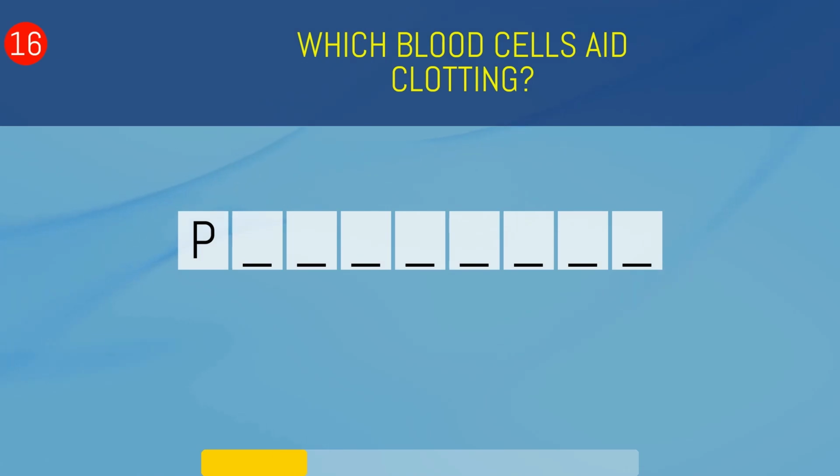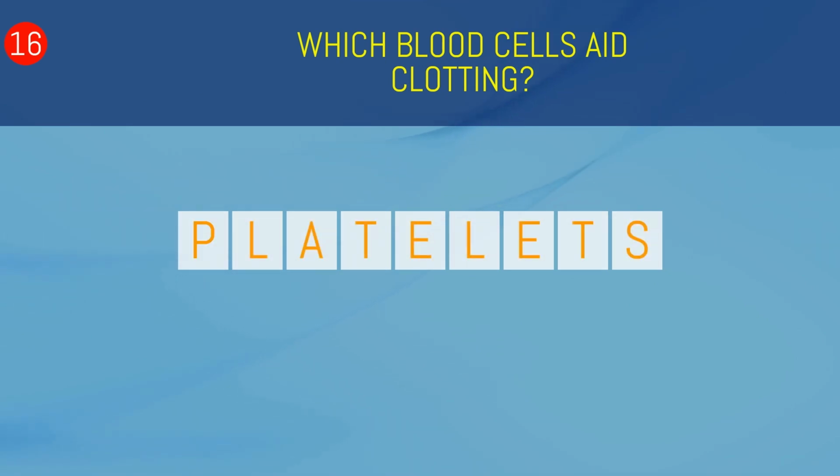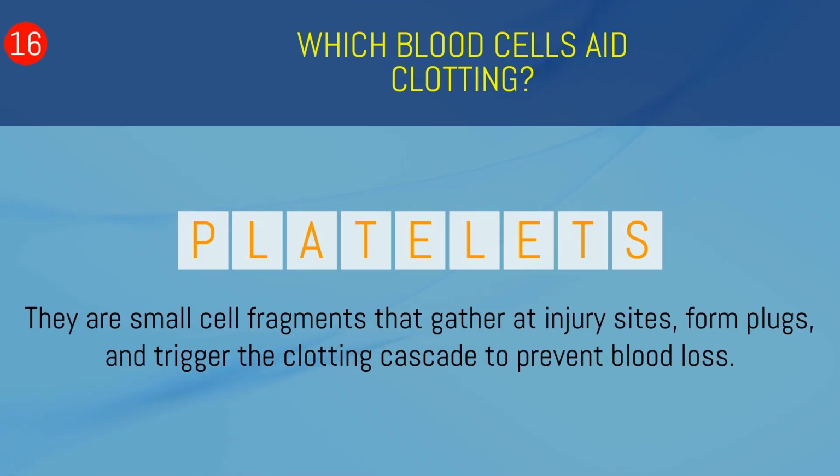Which blood cells aid clotting? Platelets. They are small cell fragments that gather at injury sites, form plugs, and trigger the clotting cascade to prevent blood loss.